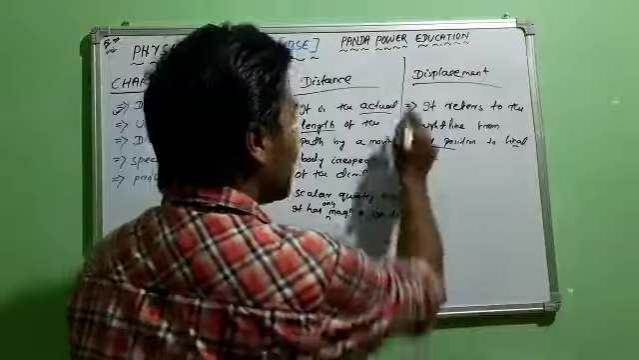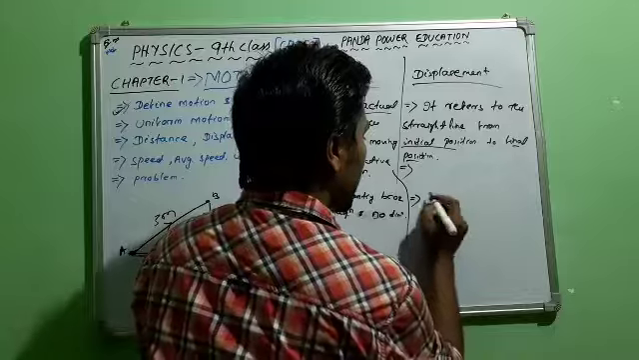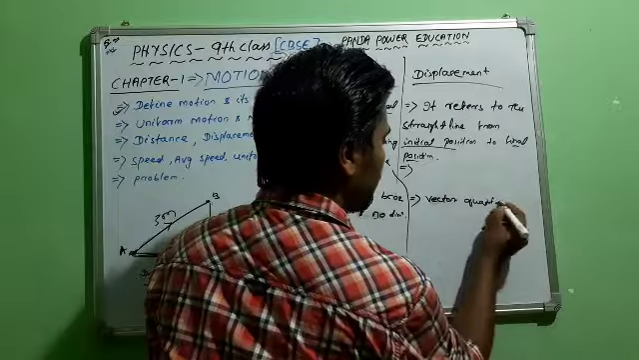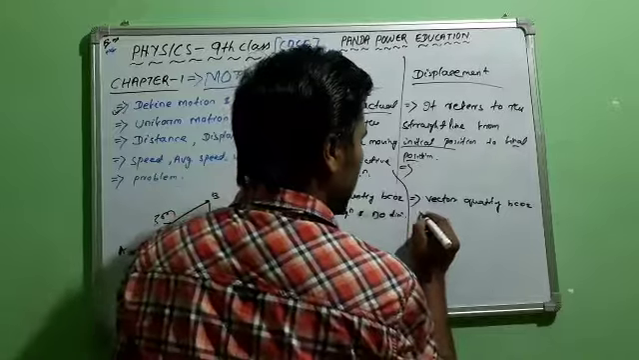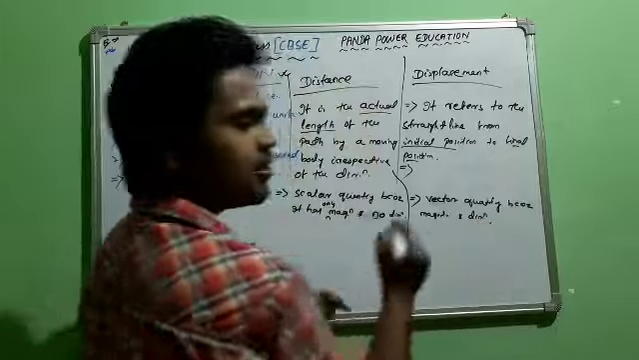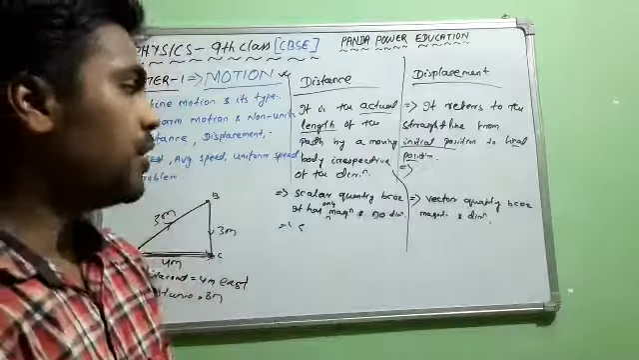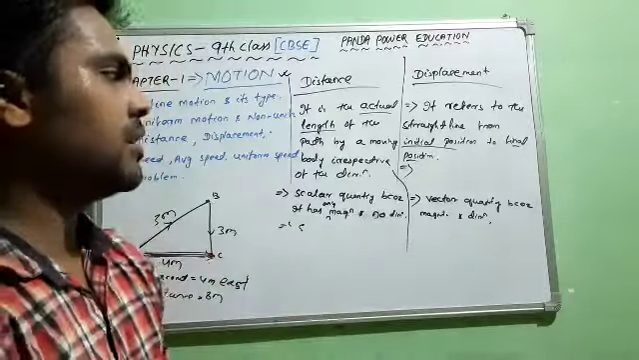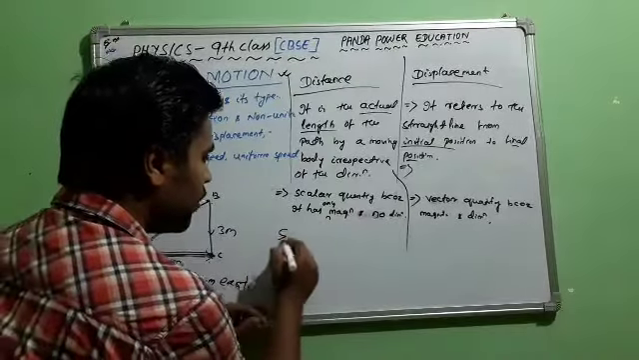But displacement is a vector quantity. Why is it called a vector quantity? Because it has magnitude as well as direction. Got it, students? Here the SI unit is also meter, and here too, but here don't bother about direction, while here magnitude as well as direction. Got it, students? Next, I am giving another example.